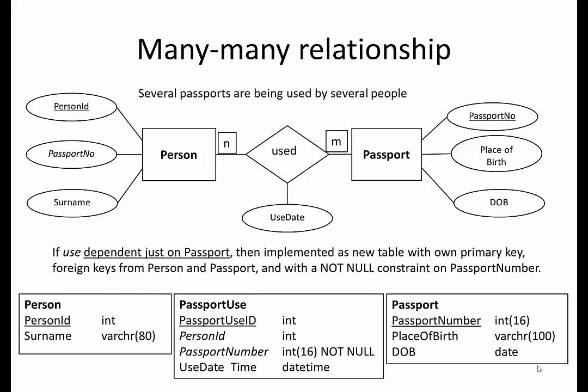However, this is probably more common: the use is just dependent on the passport. You know what passport got used, but you don't know who was carrying that passport on any particular day. But you know when the passport was used, and you know somebody came through with a passport on that particular day. So in that case, use is just dependent on the passport, in which case we would implement it as a new table with its own primary key and foreign keys going out to person and passport number. For passport number we would have to implement a non-null constraint.